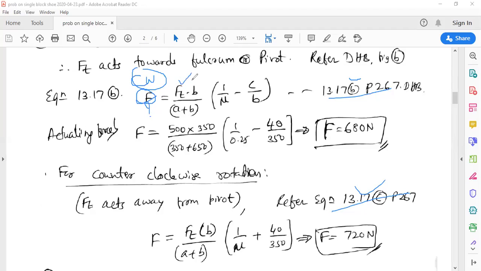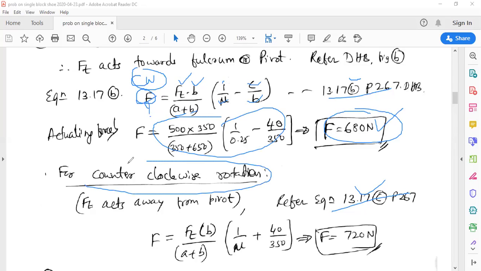Since Ft is known, B is known, A plus B are both known, and mu is also known here, and C is also known, B is also known. So substituting all the values, you will get the value of F as 680 newtons. So this is the first parameter for clockwise rotation.